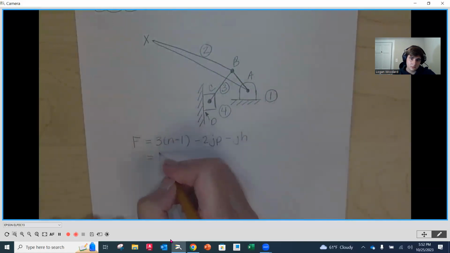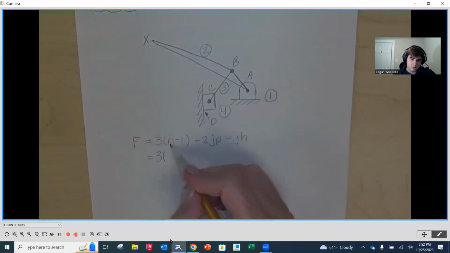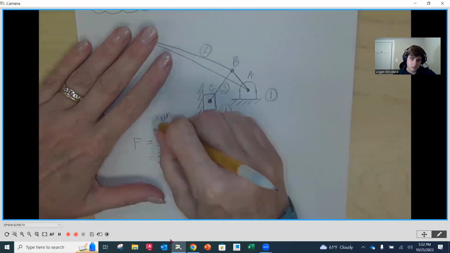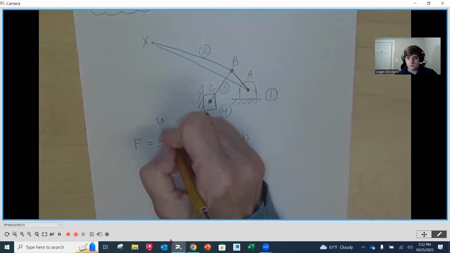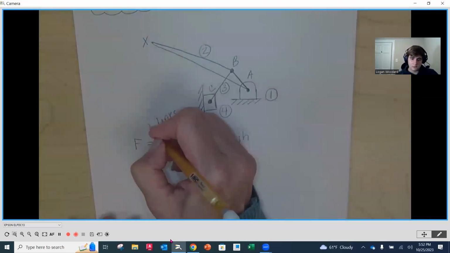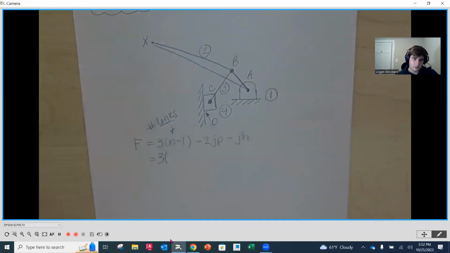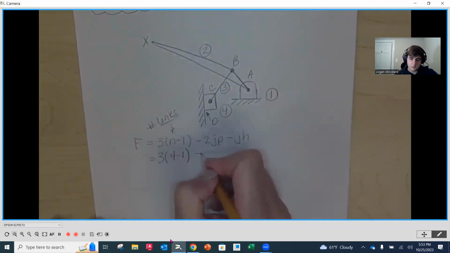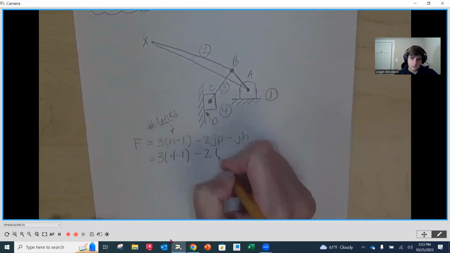All right. So this is going to be 3 times N. This was the number of links. So N is the number of links. The links are the numbers with the circles around them. How many do I have in here? 4, right? I have 4 links. Number 1, remember the frame is always considered a link. It's a non-moving link, but it's part of the numbers that we put in here. So we're going to have 4 minus 1 minus 2 times the primary joints.